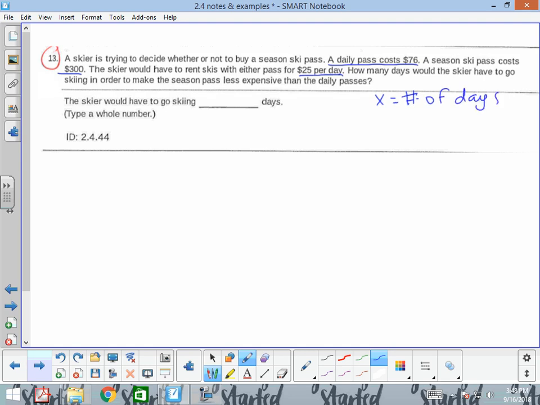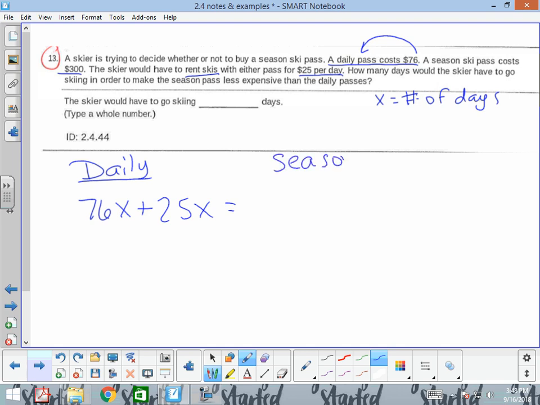All right, so for a daily pass, when they pay this daily pass, they're actually paying it per day. So $76 is for every day that they go. So that's 76x. Plus, they still have to pay or rent skis, which is $25 per day. Now, the other one is a season pass. So the season pass is just a one-time $300, but they still have to pay $25 per day for each time they go to rent skis.